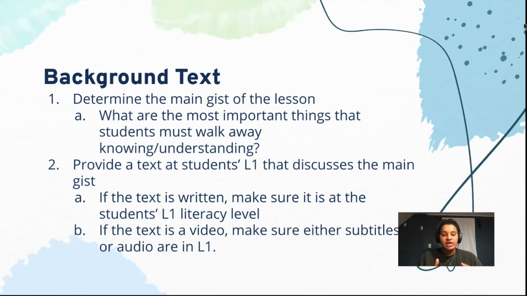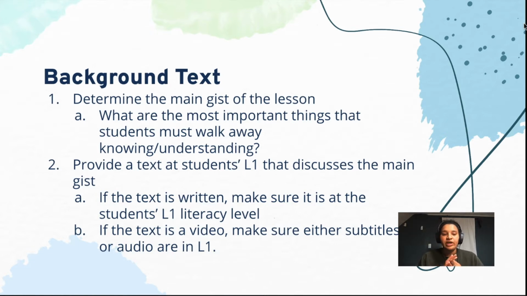When you are picking a text, you want to make sure that it's not filled with arbitrary details. You want to make sure that the main point of the lesson is concise and clearly articulated so students are not confused by the text, but they're provided with a step up for when they come into that lesson.